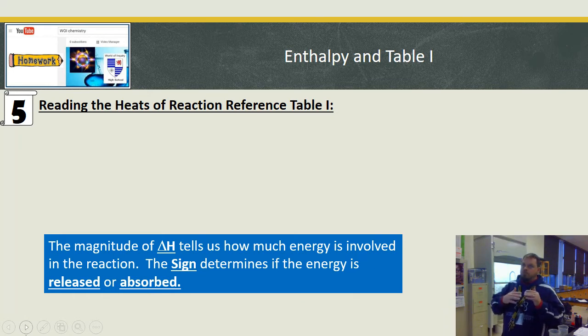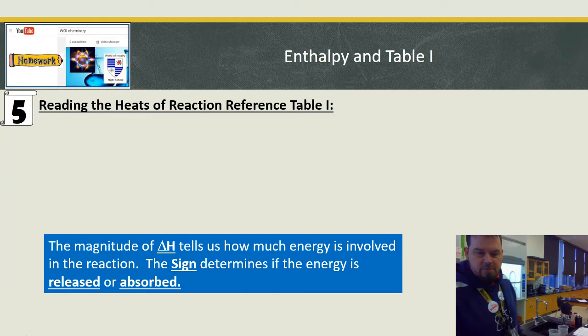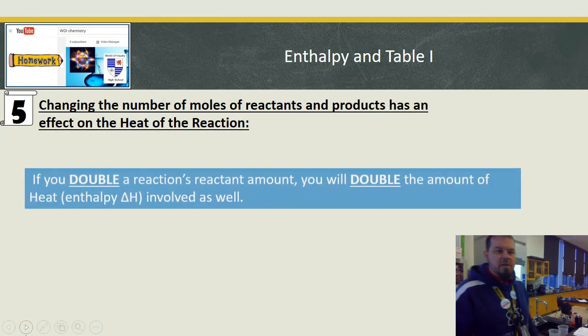So if I have two reactions that are exothermic, one releases 100 kilojoules of heat and the other one releases 1,000 kilojoules of heat. They're both negative because they're exothermic. The sign determines if the energy is released or absorbed. Released would be exothermic, exiting, releasing, giving off. Magnitude talks about the size of the number. 1,000 is much bigger than 100, so that's pretty easy. Okay, we just got to make sure we know that.